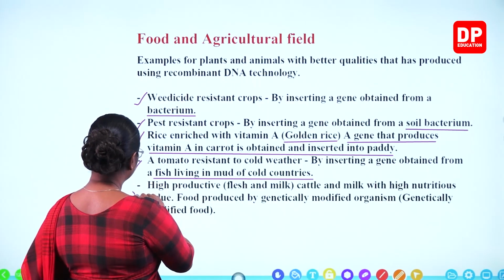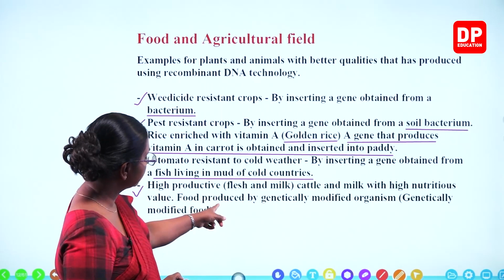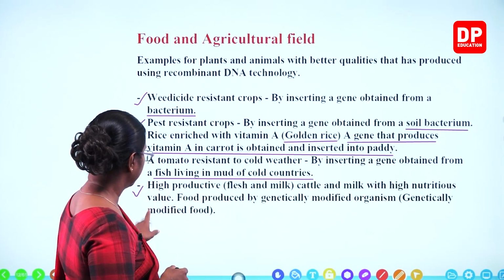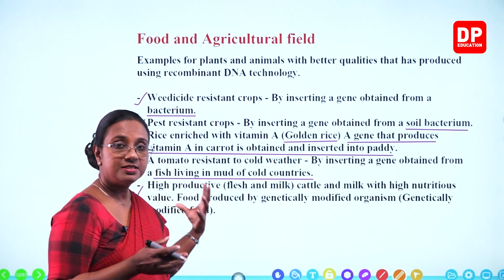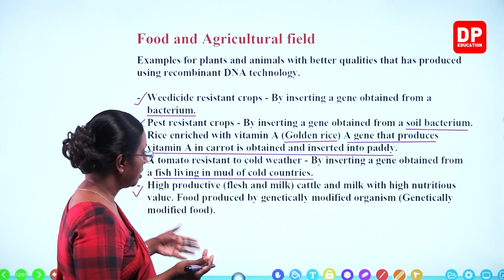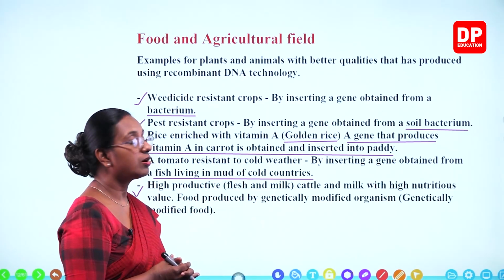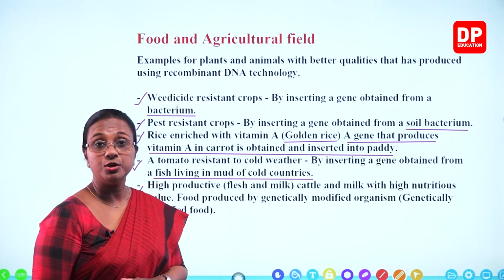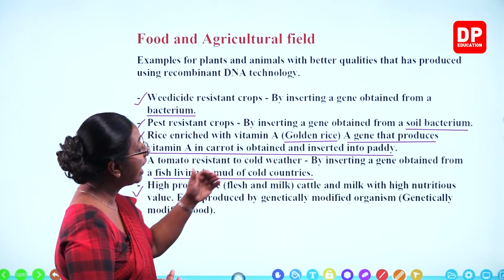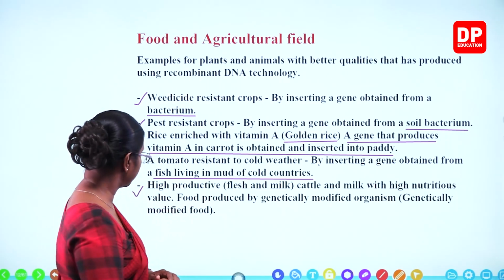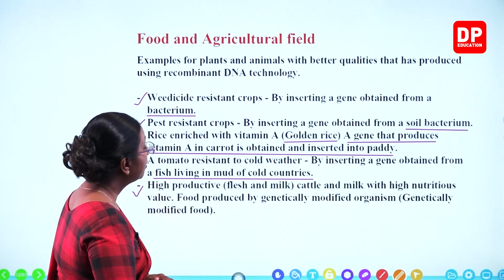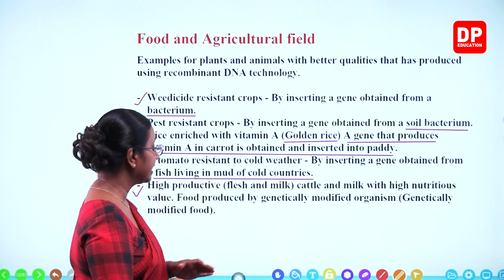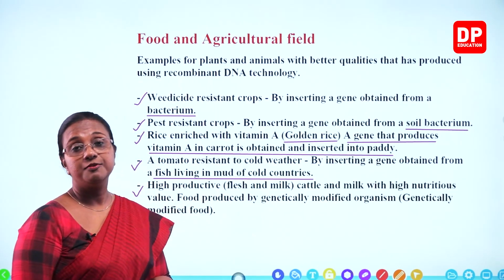Then high productive animals, that is flesh and milk, cattle, and milk with high nutritious value. So if it is a chicken that has a lot of flesh, or cattle with a lot of flesh, then cattle that can produce a large amount of milk, and also with high nutritious value. And also food produced by genetically modified organisms. Those are known as genetically modified food.